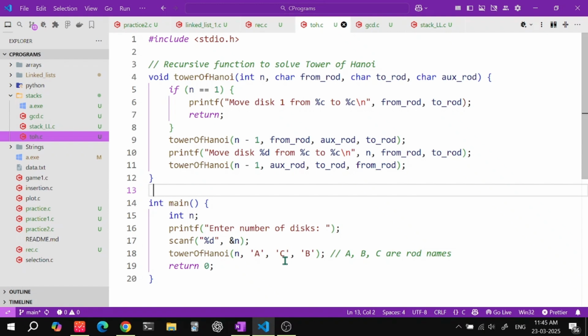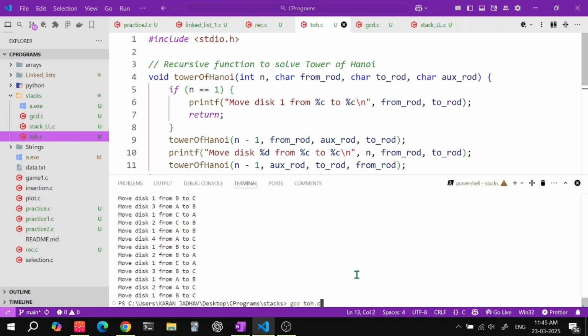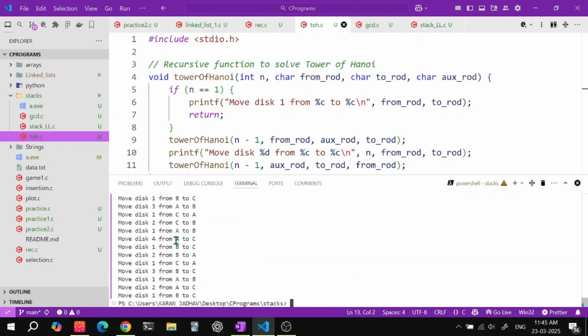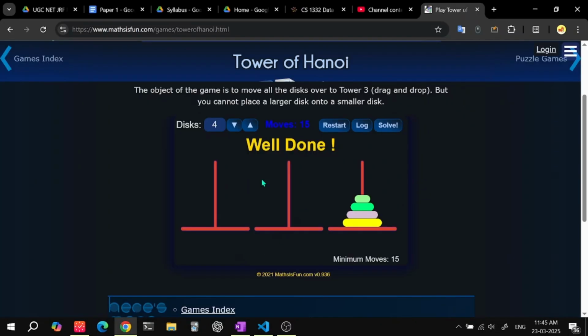Same way, if you are having a 4 disk problem, you can observe 1 2 3 4 5 6 7 8 9 10 11 12 13 14 15. This way you will be able to solve the problem. Okay, thank you.